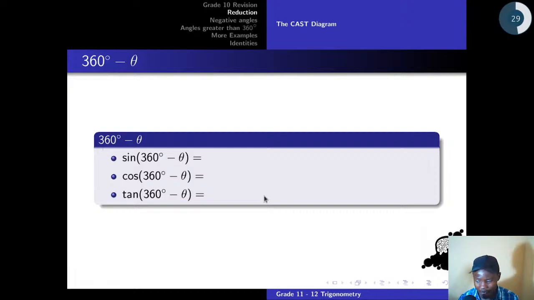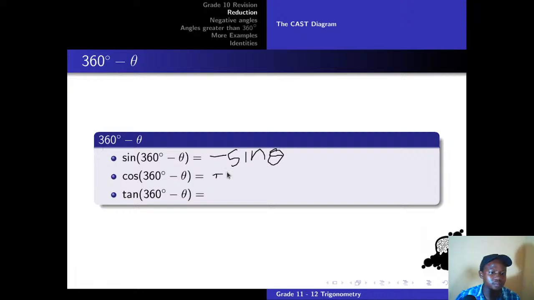Therefore, sine of 360 degrees minus theta is going to give us a negative sine of theta. Cos of 360 degrees minus theta is going to give us a positive cos of theta. And finally, a tan of 360 degrees minus theta gives us a negative tan of theta.